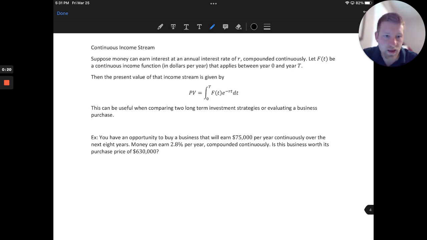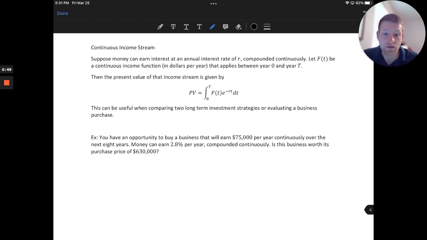We'll let F of t be a continuous income function in dollars per year that applies between year 0 and year capital T. Then the present value of that income stream is given by PV is equal to the integral from 0 to capital T of F of t times e raised to the negative rt dt.